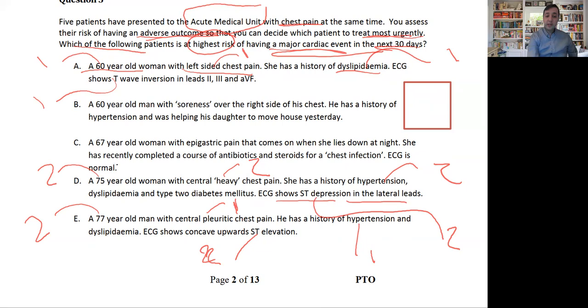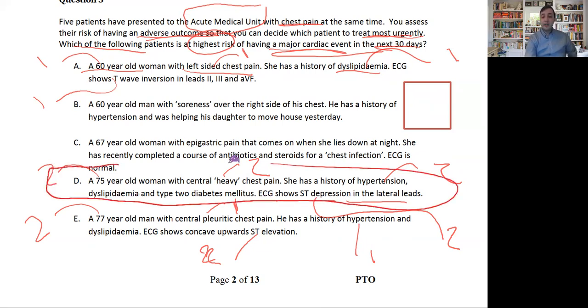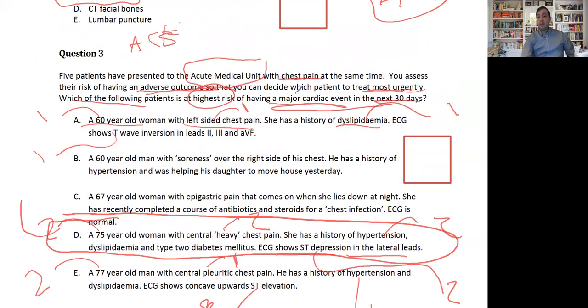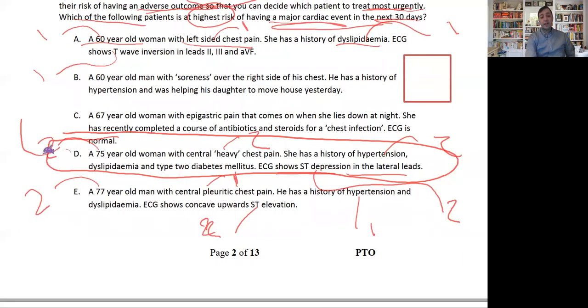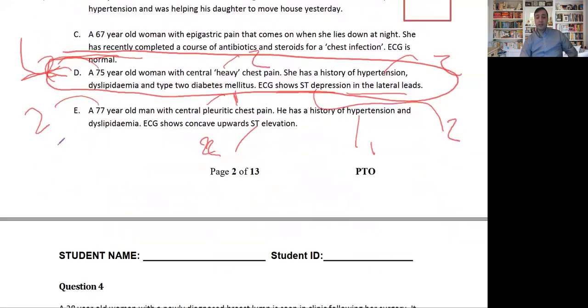So I think the correct answer here is D. This lady will have the highest risk of major adverse cardiac events in the next 6 weeks. And he is asking specifically about major cardiac events in the next 30 days. So I think it is answer D. The answer will be either D or E, but I think it's D. It's the most appropriate answer here.